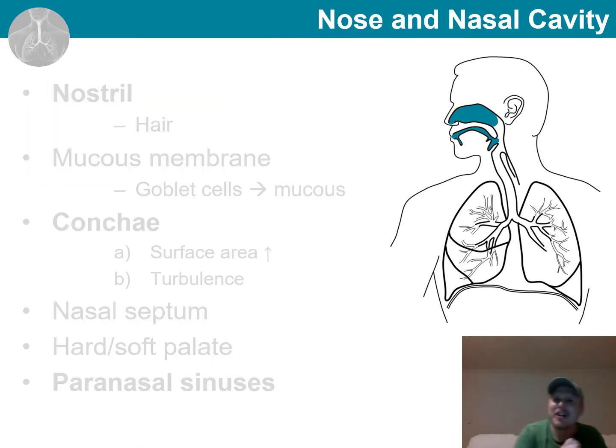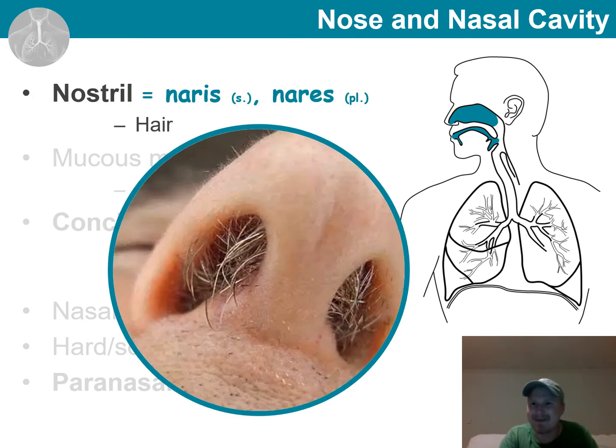So let's start our discussion by looking at the most anterior part of the nasal cavity. Yes, the nostrils. We may note these as nares as well. Interestingly, while it is commonly used also for the singular form in the medical field, the correct Latin term would be nares. One thing that you might notice is that the nostril typically has some hair right at the opening.